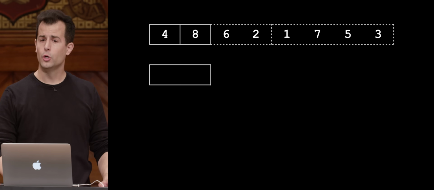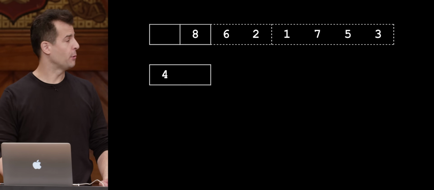So I'm taking a step back. I have 2 lists now, one of size 1, one of size 1. I have to merge these 2 things together. Which comes first, 4 or 8? 4. So let's create some extra space for it. Let's put 4 here, and let's put 8 here.